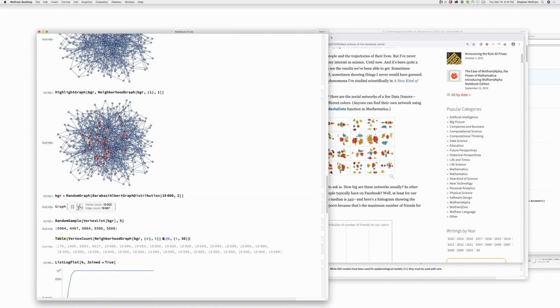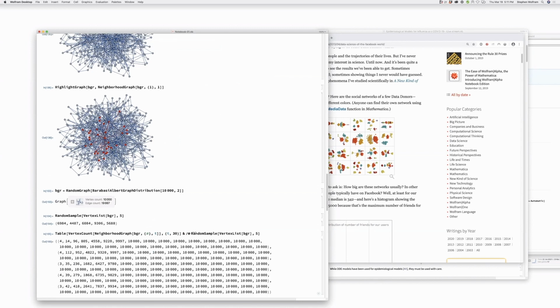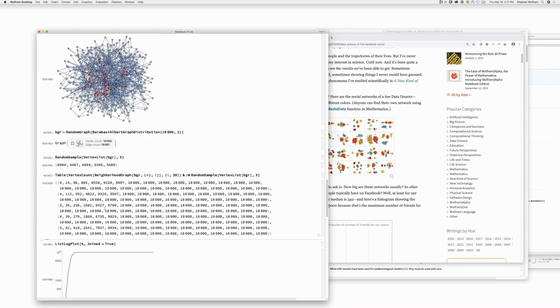But this is probably somewhat realistic in that the initial conditions are very important. If you start with this vertex being the infected one, then you'll get a very different answer than if this other one is the infected one. Okay, so there we go. Now let's look at those. Let's log plot that, join true.